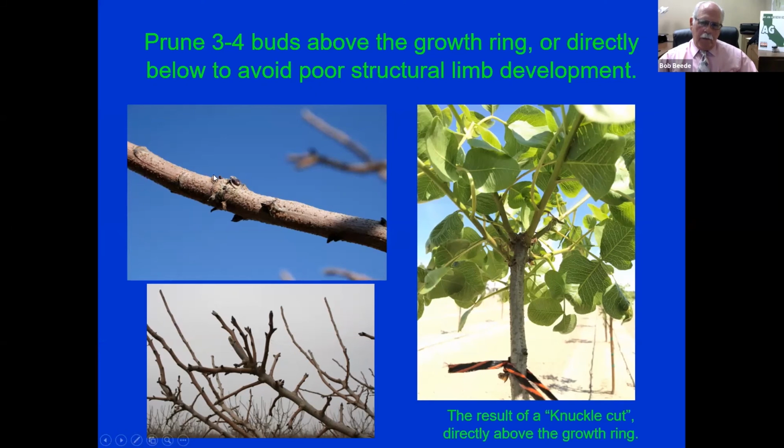Here's the growth ring. And you do not want to perform what we call a knuckle cut, which creates this kind of growth on your structural branches. Here's a structural branch that got knuckle cutted. You have multiple shoots that all wind up becoming spurs, and you've now lost the development of your structure.